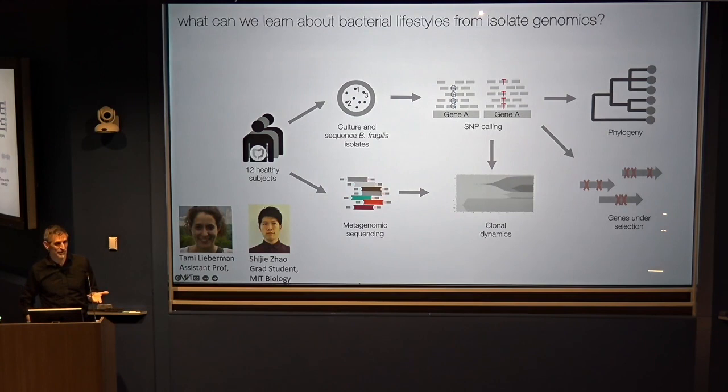That was a question that was asked by Tammy Lieberman, who's now a professor at MIT, and Jay Zhao, who was a graduate student and is now a postdoc at the Broad Institute. And what they did is they isolated a number of different strains of the same species, Bacteroides fragilis. They isolated many different strains from a single person, and then they did that for multiple individuals. So for multiple individuals, they isolated, let's say, 30 different isolates of the same strain.